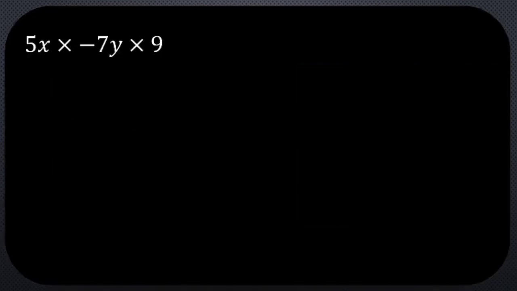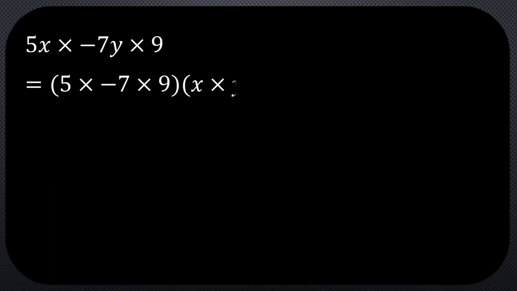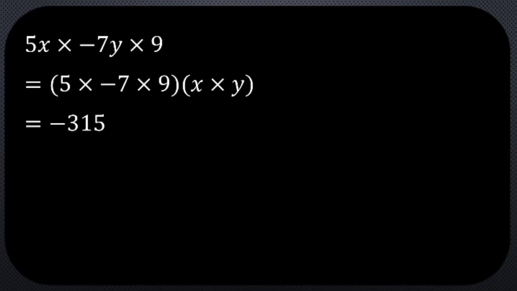When multiplying algebraic expressions, it is advisable to multiply coefficients and constants first before multiplying variables. Considering the constants, we get 5 times negative 7 times 9. Now we multiply the variables and we get x times y. 5 times negative 7 is negative 35. Negative 35 times positive 9 is negative 315. X times y is xy.